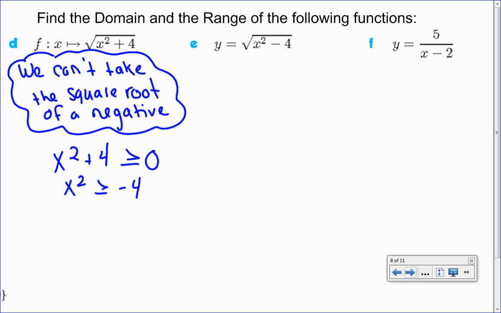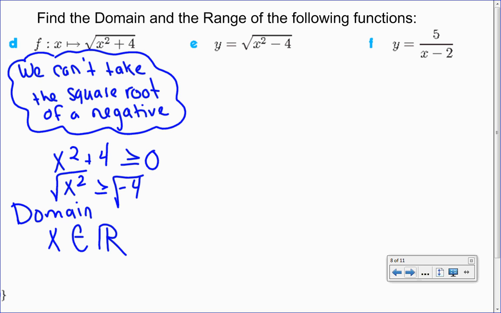And then something weird happens again. We're trying to take a square root of a negative, which doesn't make sense. And when that happens, that means x can be any real number. This is the domain. And the reason for that is, if you think about it, x squared plus 4 can never be negative.